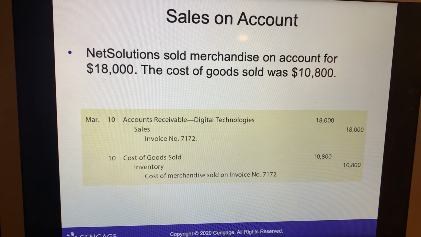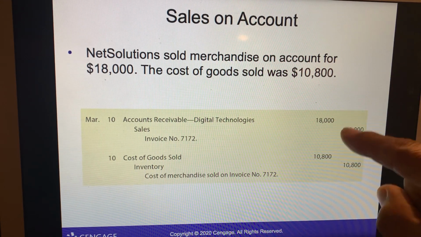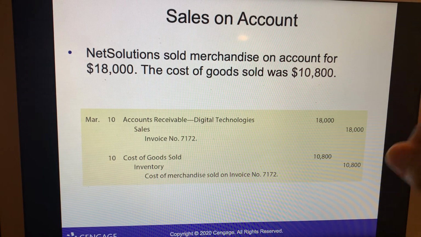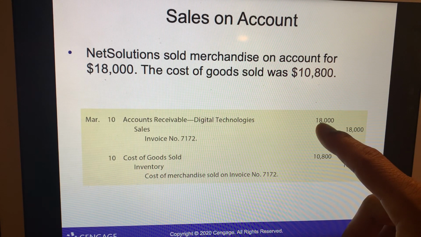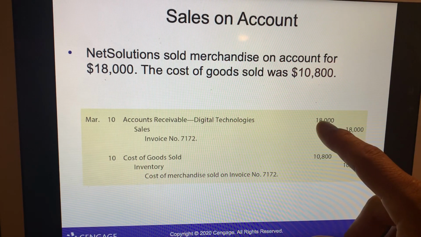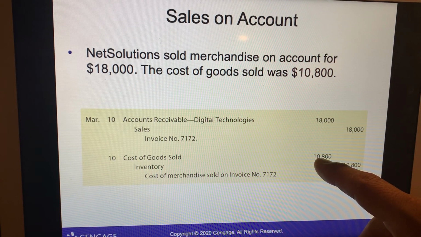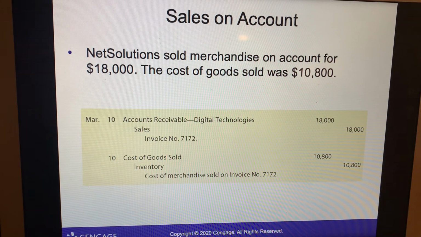Sales on account, net. Solutions merchandise sold on account for $18,000. The cost of goods sold was $10,080. These two transactions and journal entries happen simultaneously. So once you make the sale, this goes to accounts receivable because you did it on account. So sales of $18,000 goes to our income statement. Our COGS, cost of goods sold, goes into our income statement as an expense, and then that also comes out of inventory. So don't forget, we purchased inventory, but now we're pulling this particular amount out of inventory.